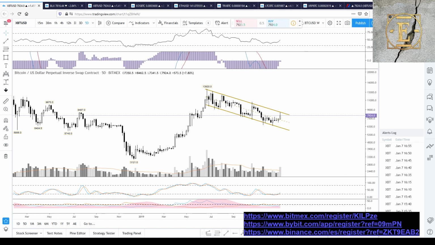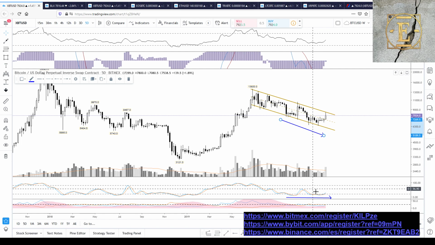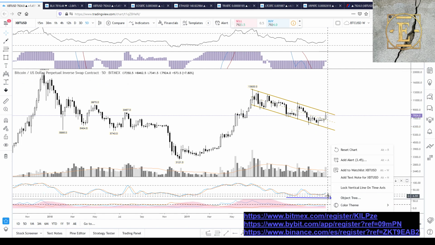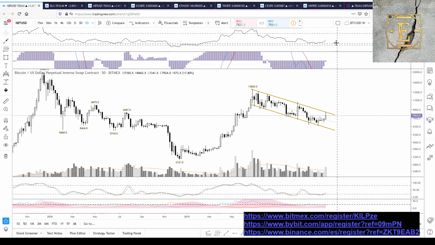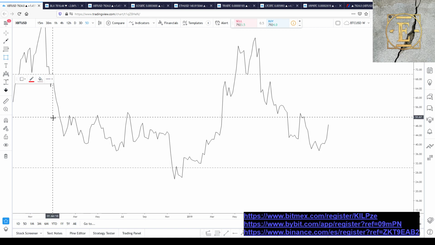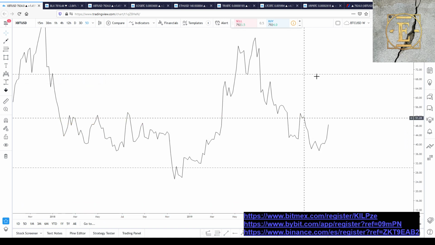You know, I told you that this is a pretty strong setup, so good signs for bulls. And RSI is going up, but now is facing some kind of resistance over here. Okay, maybe it needs to rest a little bit.